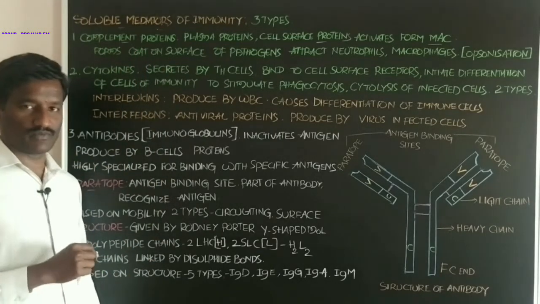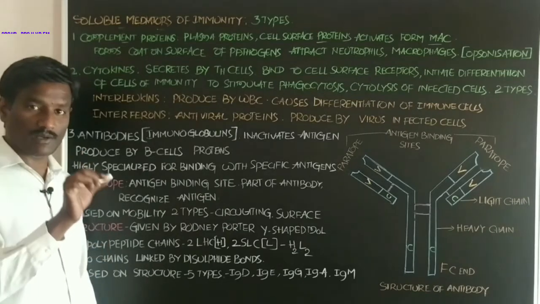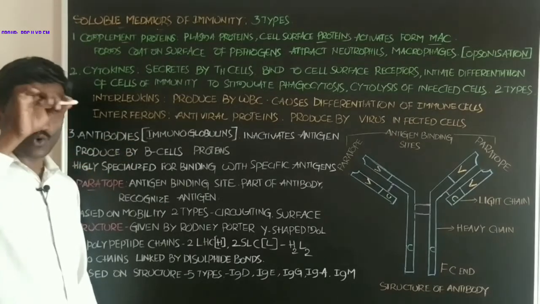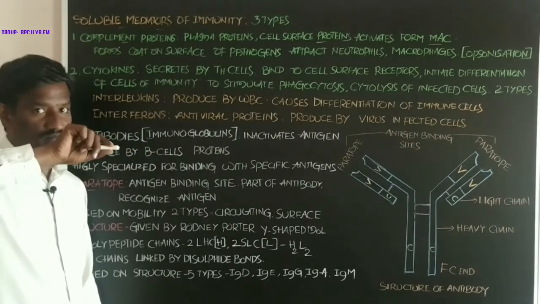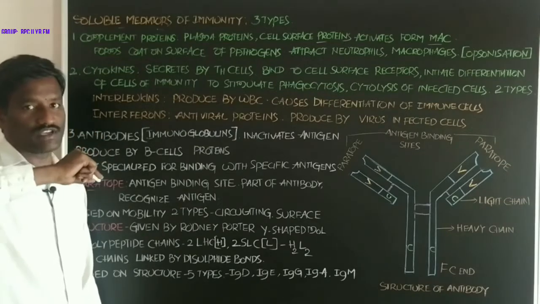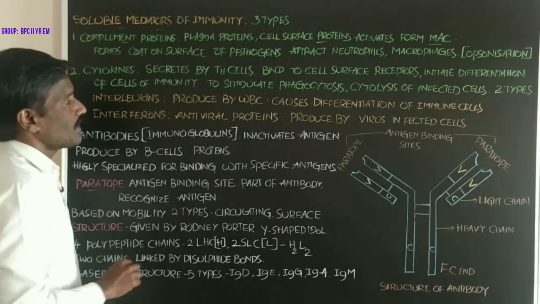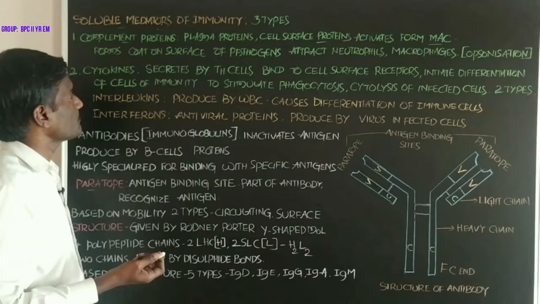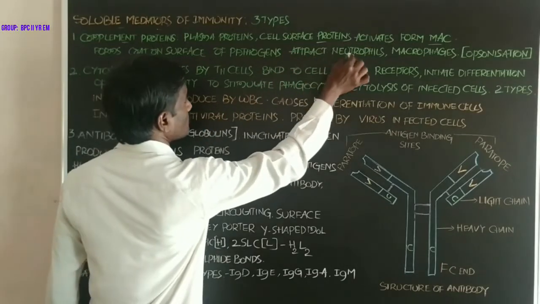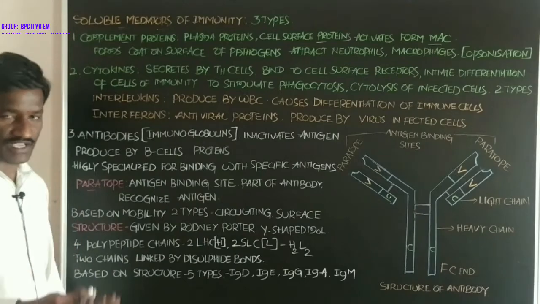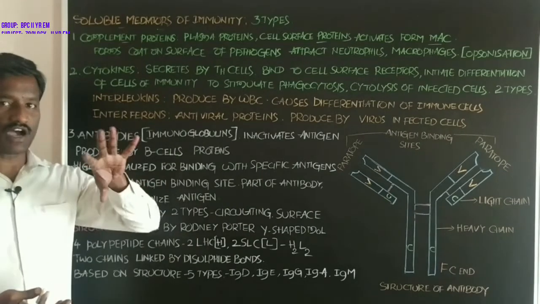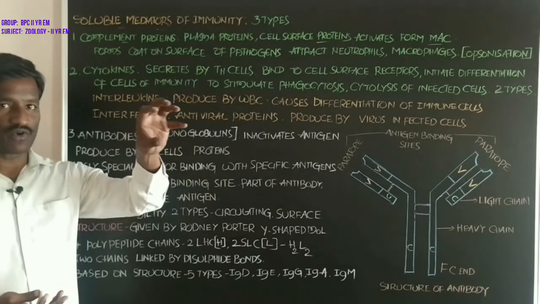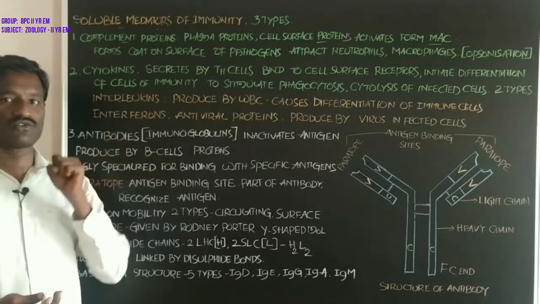Next, students, some of the complement proteins also form a coat on the surface of the pathogens. Wherever pathogens are present in the body, the complement proteins form a coat-like arrangement on the outer surface of the pathogens. After coat formation, the complement proteins attract neutrophils and macrophages.